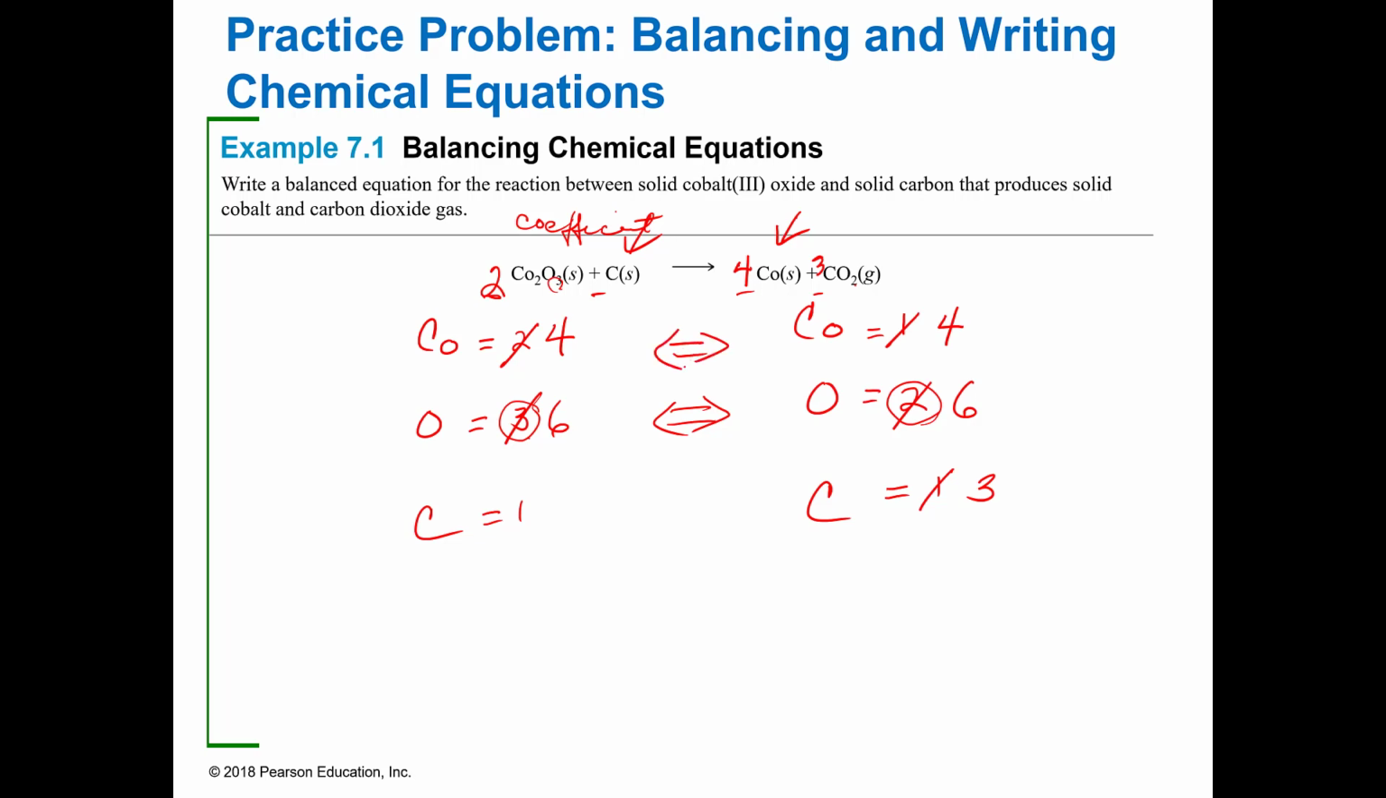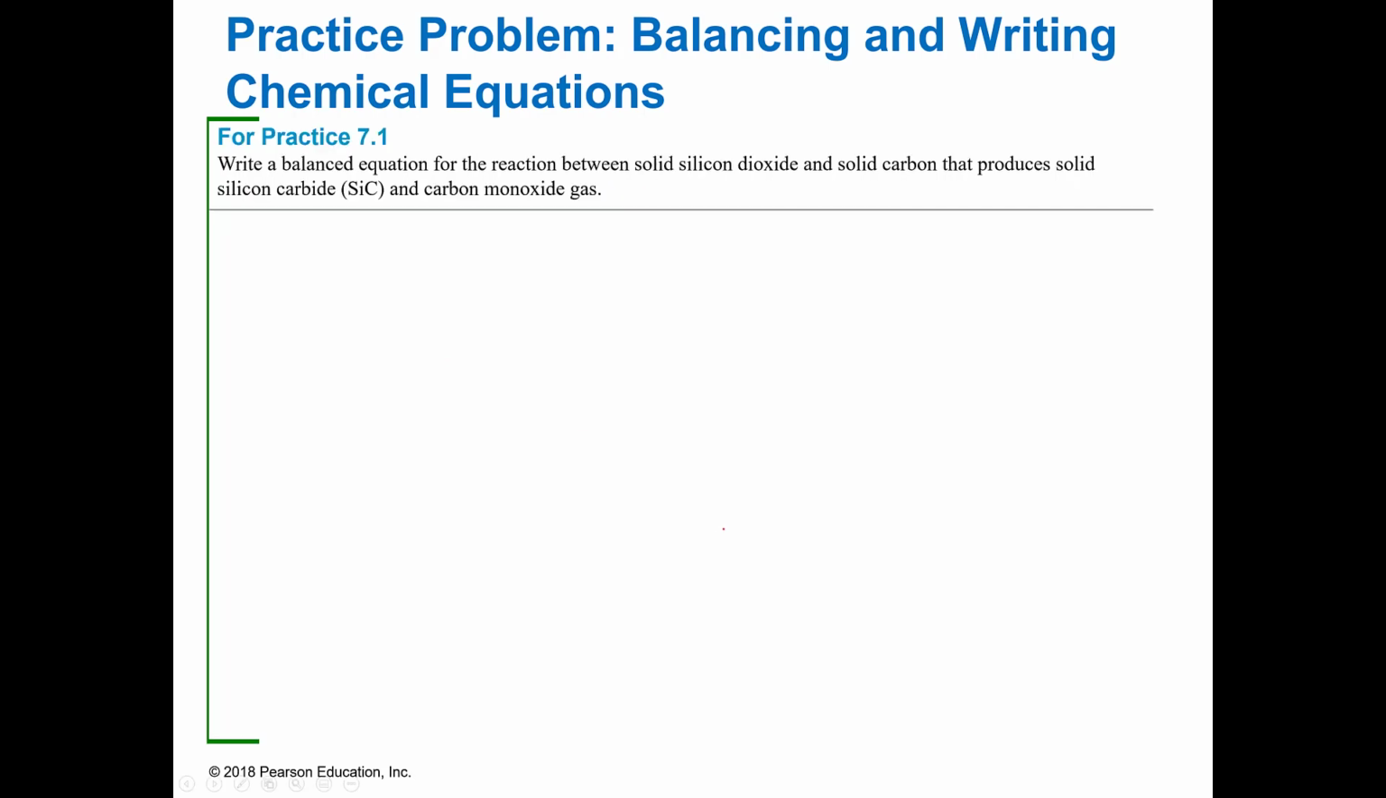And the last thing is my carbon. I have 3 carbons over here. I need 3 carbons on the reactant side. Luckily, it's by itself, so if I multiply that by 3, it doesn't affect anything else. And now I am balanced because I have 3 carbons on both sides, 6 oxygens on both sides, and 4 cobalts on both sides. So you have one to practice.